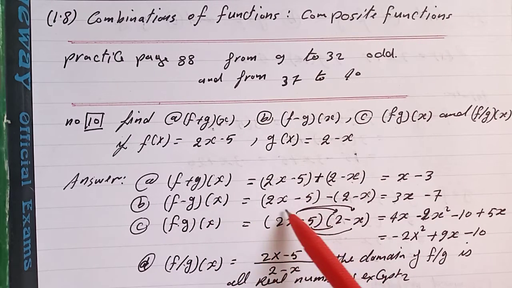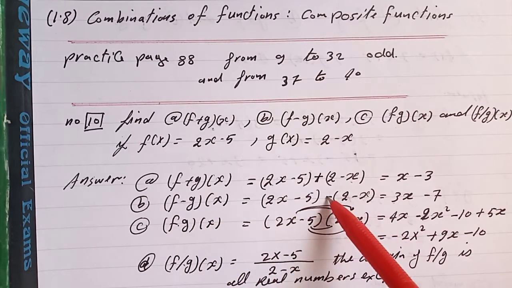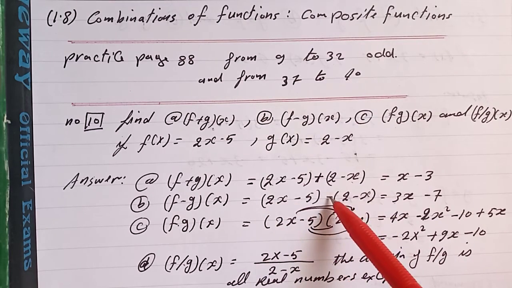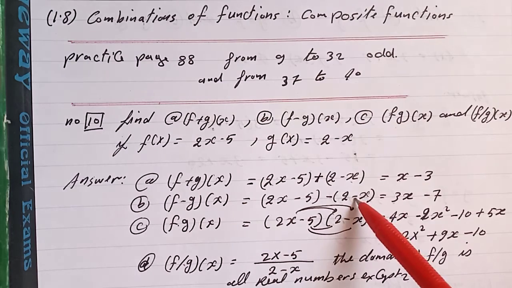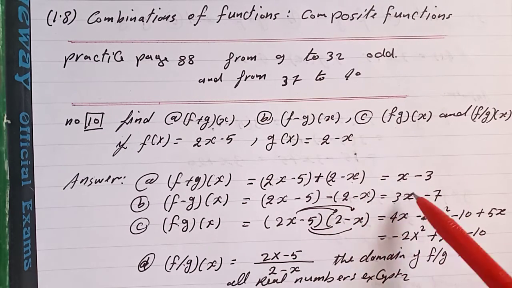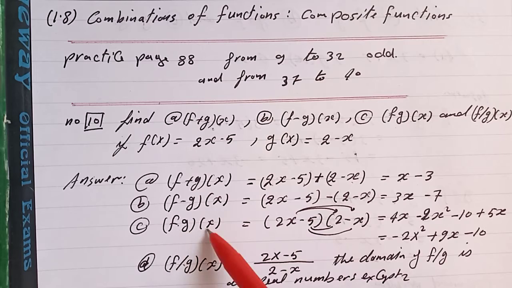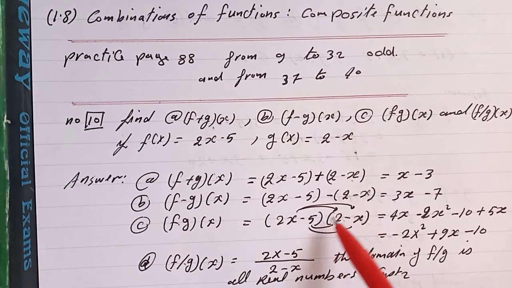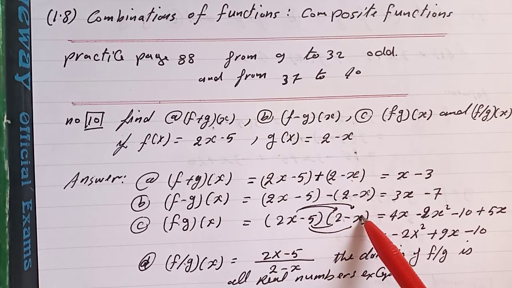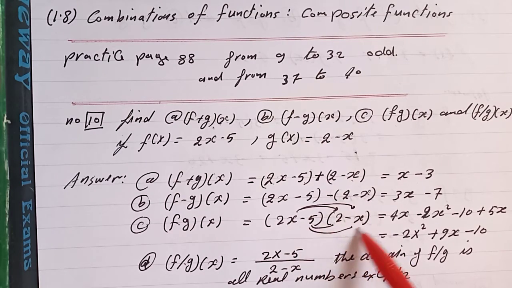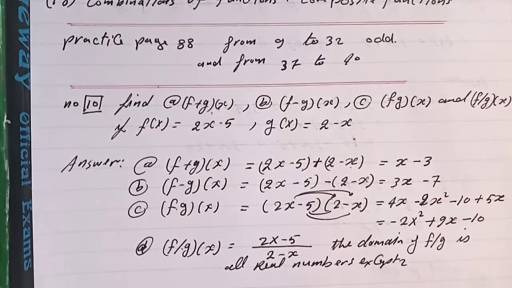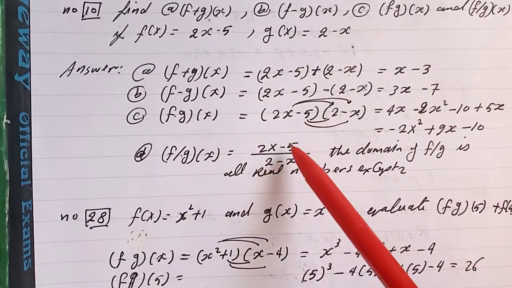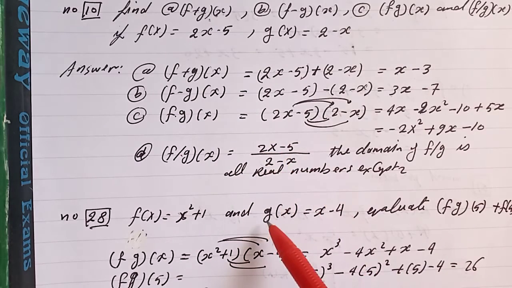f minus g means the first minus the second: distribute the negative sign and then add. 2x minus negative x means positive x, equals 3x, and so on. f times g(x) means multiply: distribute and multiply. The first times the first and the first times the second, second times first, second times second. Number D, f divided by g(x) means put the first over the second.